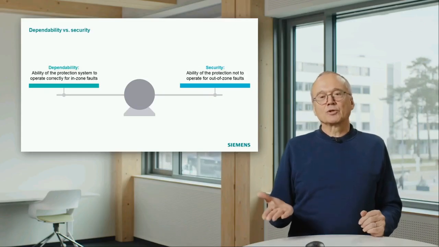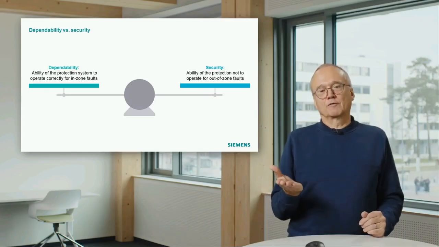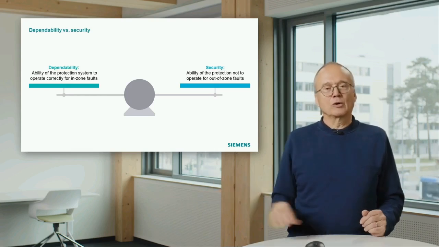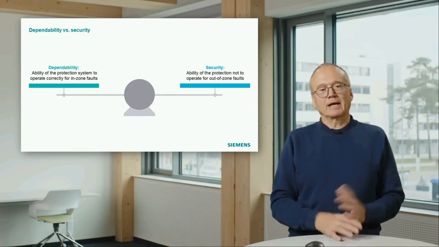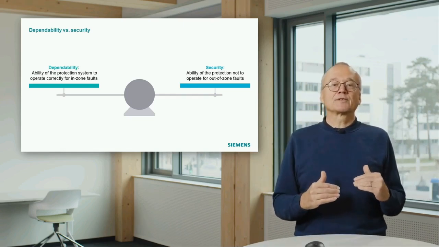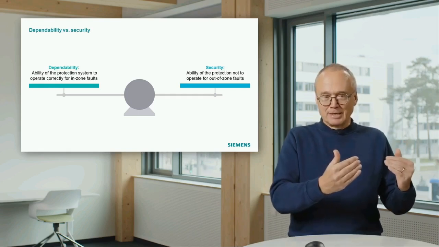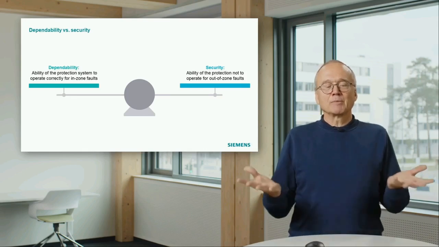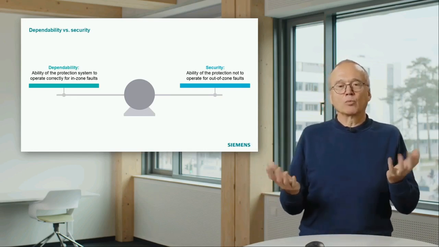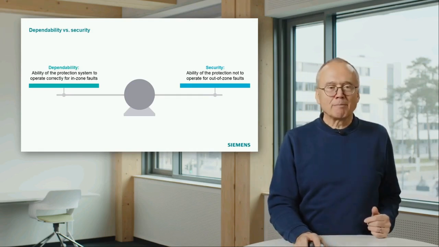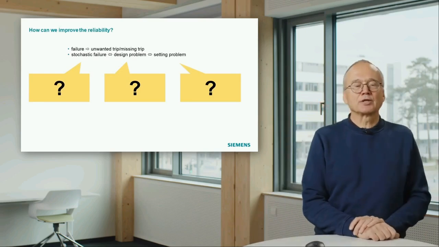That means if we want to increase the security of a protection scheme, we want to reduce the risk of an unwanted trip on a fault outside the protected zone. And these two issues have to be balanced. If we, for instance, increase the dependability, we may decrease the security. That means we must make up our mind what is the proper balance for that. So that were some theoretical considerations.